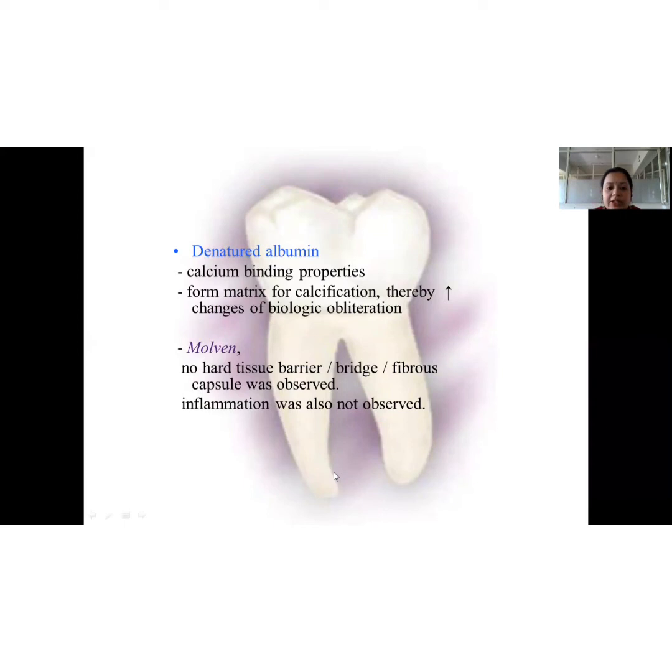We can also use denatured albumin. It has calcium binding properties, so it forms a matrix of calcification, thereby increasing chances of biological obliteration and increasing dentin bridge formation.